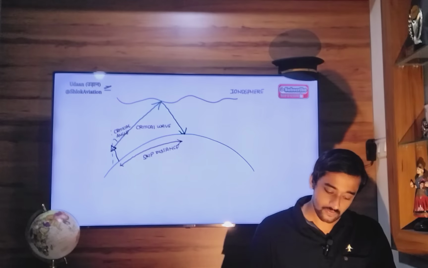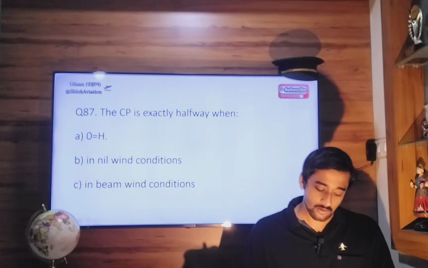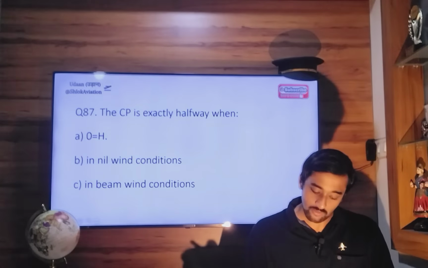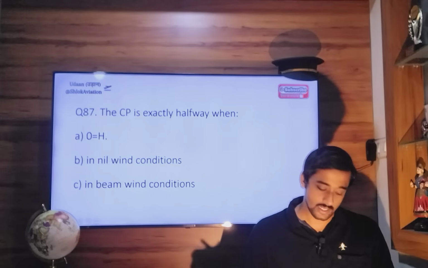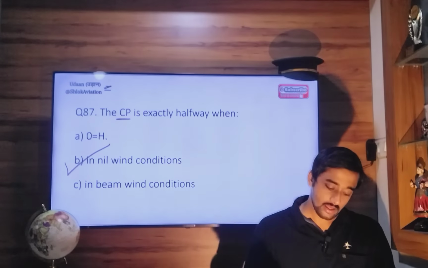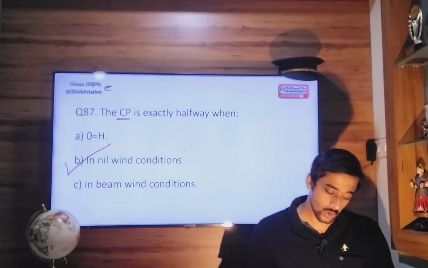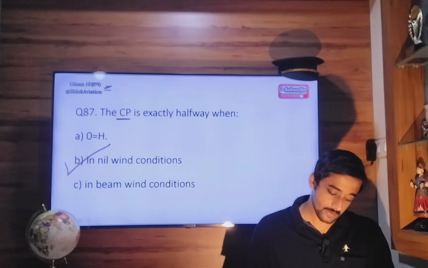Next. The critical point is exactly halfway when outbound equals homebound speeds, in nil wind conditions, or crosswind conditions. So the critical point is exactly halfway when the atmosphere is calm, nil winds. No headwind, no crosswind, no tailwind.